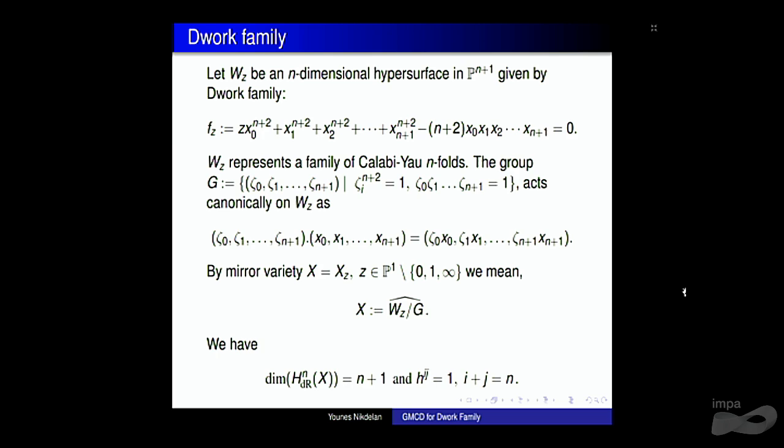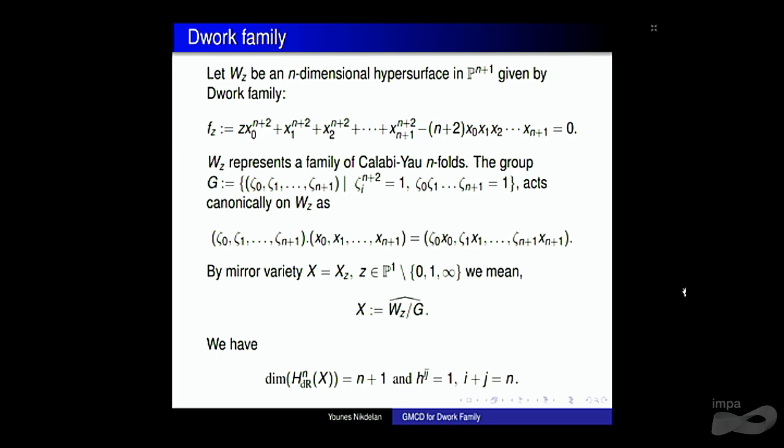And why are we working with this family? Because in the case n equals 3, it is the famous mirror quintic. It gives the mirror quintic threefolds that were used by physicists and mathematicians also. And we will see some interesting results that they had about that. So we are working on this family because of the computations that we will have. We can compute the things that we want in a complete chart.